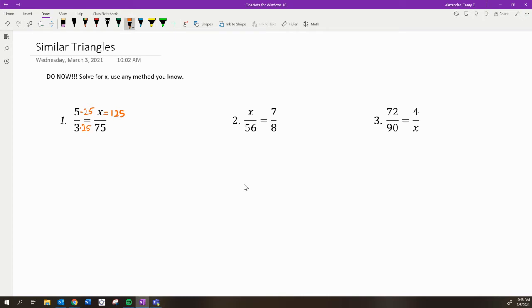And you could do the same thing here, kind of thinking, well, I know that 8 times 7 is 56, and so 7 times 7 is x, and so x is 49. And, well, I know that 4 times 18 is 72, or I could say 72 divided by 18 is 4, so 90 divided by 18 is 5, and so x is 5.